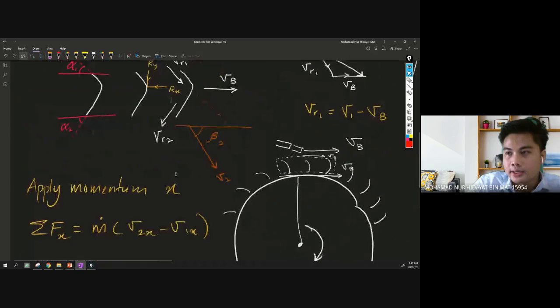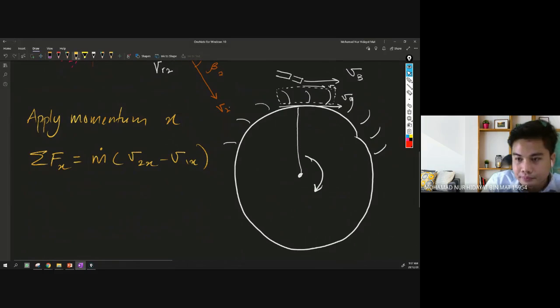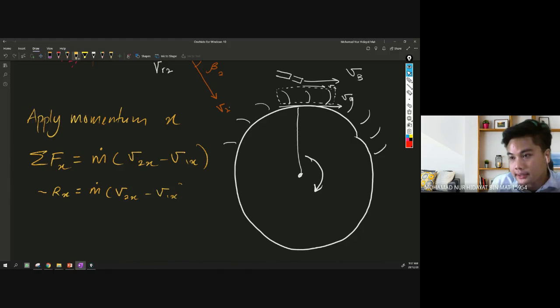So what are the forces related to the X component? We have Rx. Remember, we have Rx going to the left. So it is minus Rx equal to mass flow rate times V2x minus V1x. Okay.